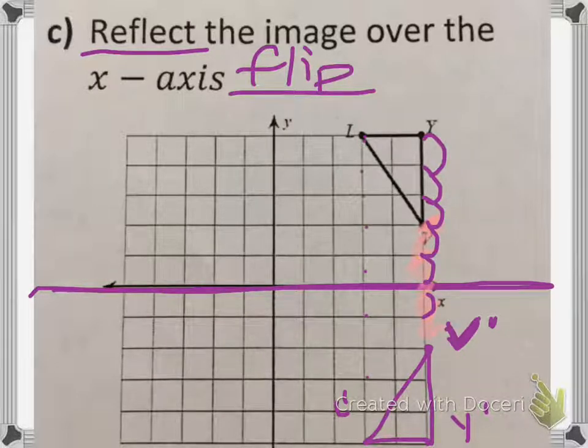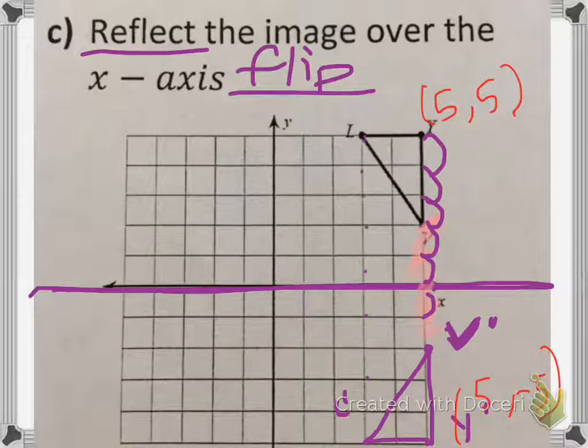Now, you guys, I want to talk about what that really means with the ordered pairs, because we're going to have to do some of this sometimes when we don't actually want to count it. So let's look at this. This Y ordered pair was over 5 and up 5. So my ordered pair was 5, 5. What did my new ordered pair become? It became 5, -5.